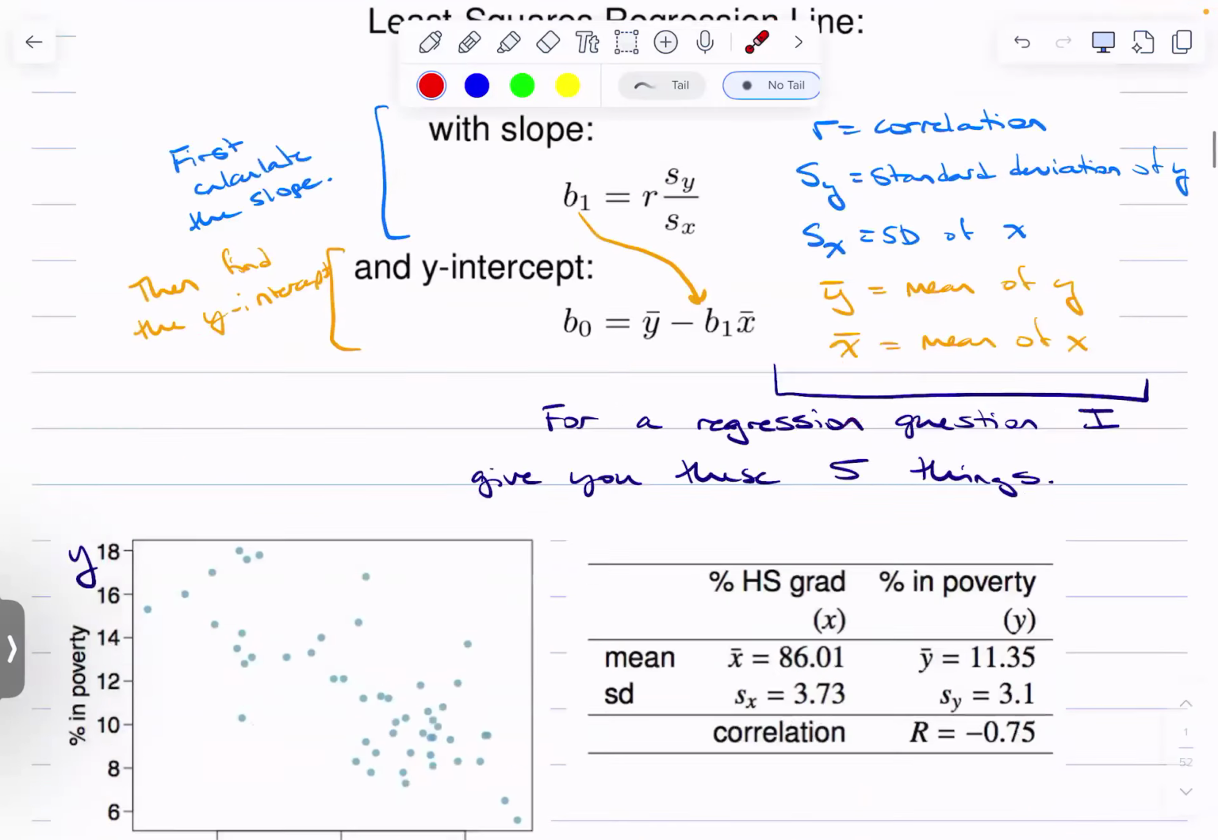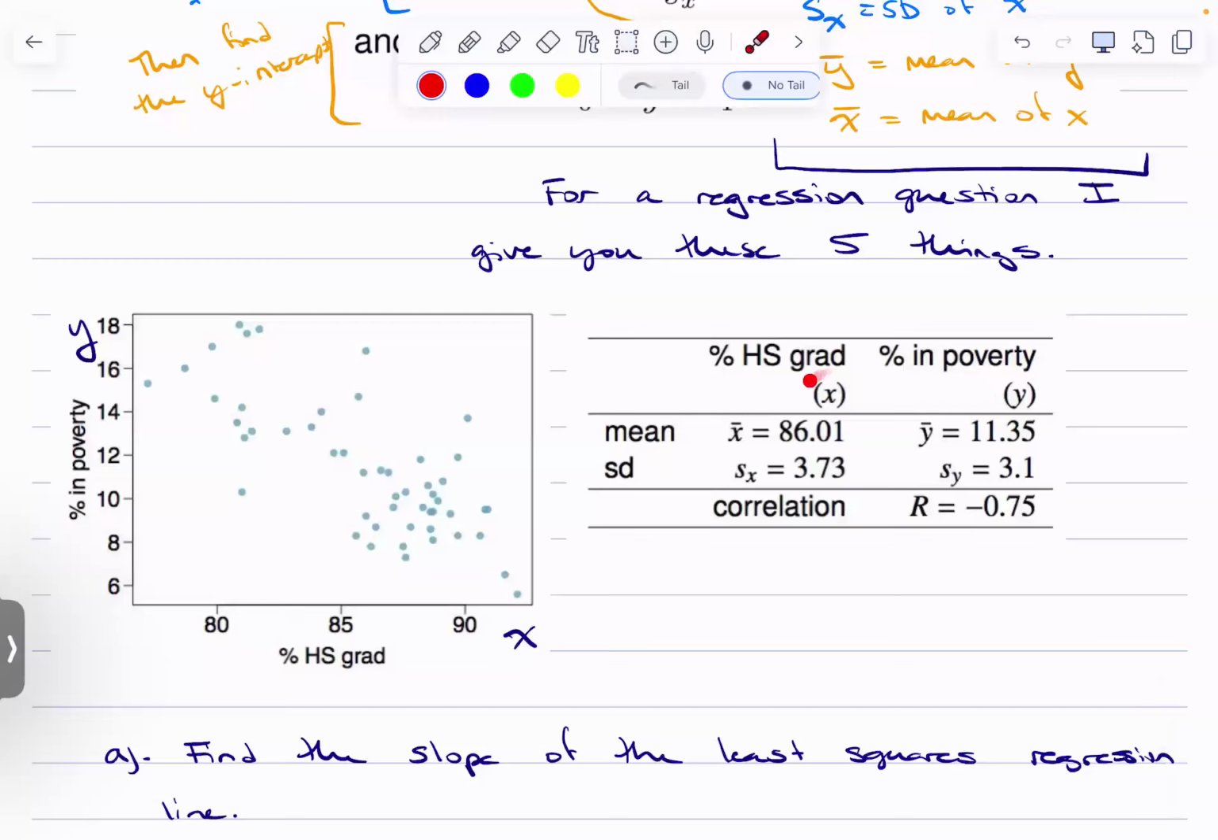Often, something like this. Usually I'm not as nice and I don't tell you, hey, this is your x bar and this is your sx. That's really nice. I'm not that nice. But in a blurb, I would say the mean percentage in poverty was 11.35 with a standard deviation of 3.1. And the mean percentage of high school grads was 86.01 with a standard deviation of 3.73. And the correlation is negative 0.75. So it comes as a sentence.